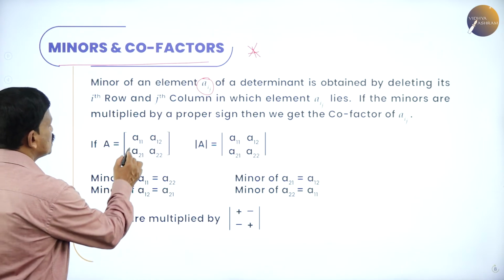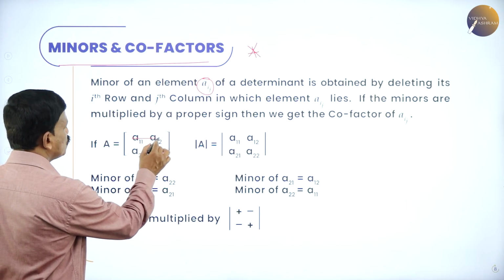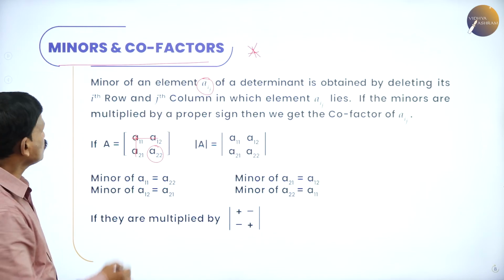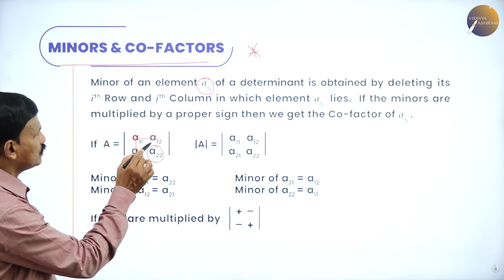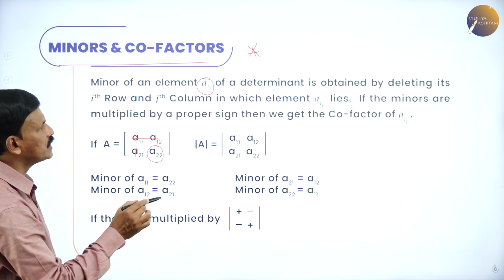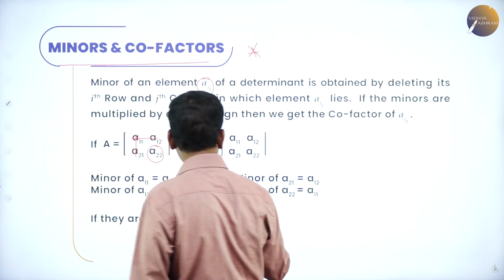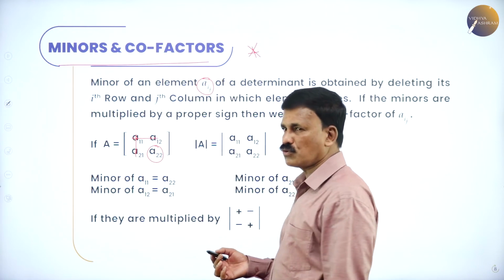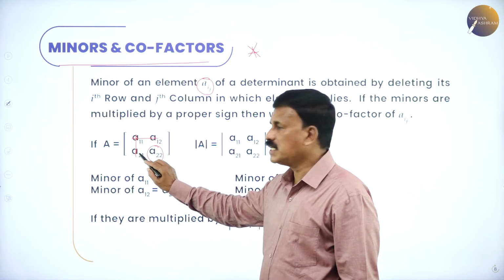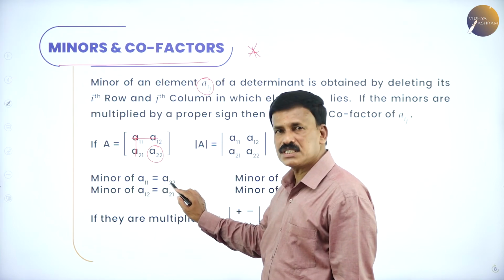So suppose consider this is Aij. The minor of element A11 is obtained by deleting this row and column. What is remaining is A22. So this is the minor. The minor of an element Aij is obtained by deleting its ith row and jth column in which Aij is present. If the minors are multiplied by a proper sign, like this, plus, minus and minus, plus, you will get the cofactor. First, the minor of A11: delete the row and column containing A11. This is gone, and what is left over is A22.